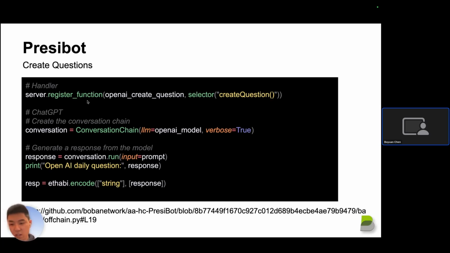So that's it. Inside the functions, in this example, I use a LangChain conversation chain to import this OpenAI interface, and you provide the LLM. It's called the OpenAI model. Then you add the prompt and generate the response. Finally, you can encode the response into a string. Then the string will be pushed back to the smart contract.